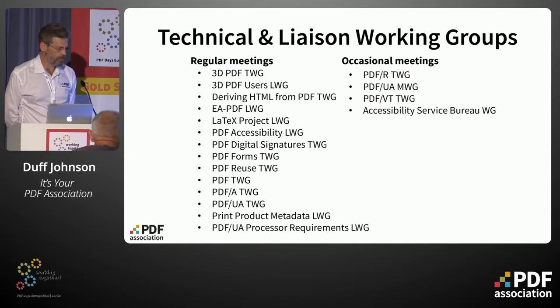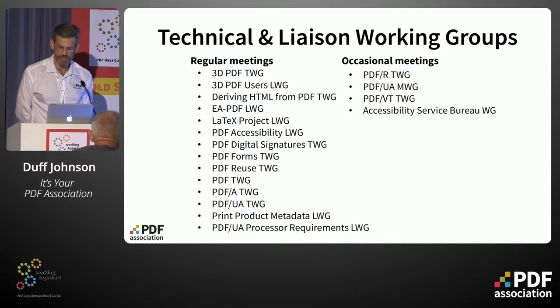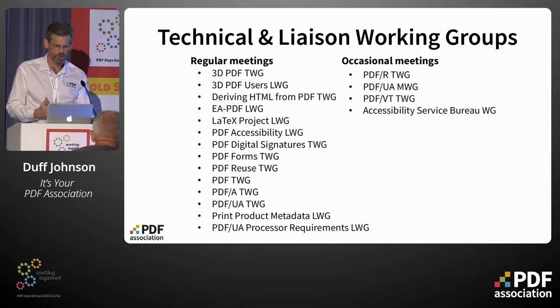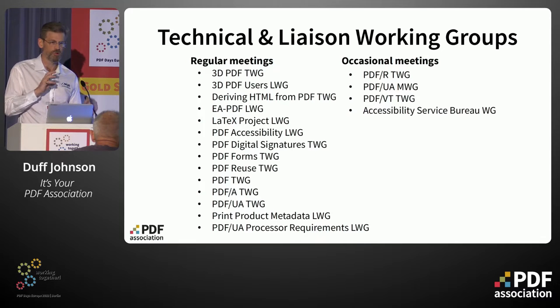So we currently operate a variety of technical and liaison working groups, and I'll describe that distinction. It's a significant one for us. A technical working group develops actual documents that could become ISO specifications, and it's responsible for an area of interest. So 3D, or accessibility, or PDF UA development. These are domains characteristically handled by technical working groups, and those are members only.